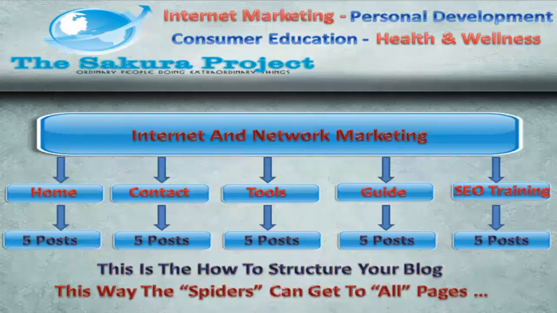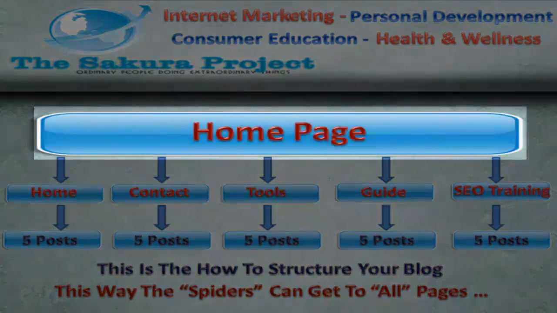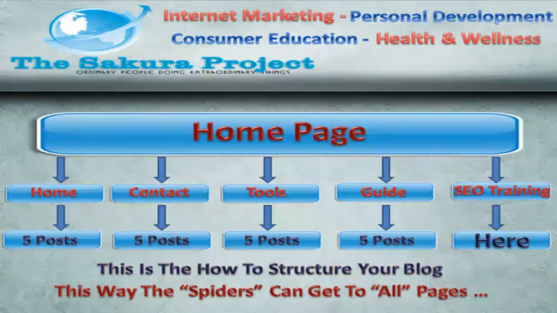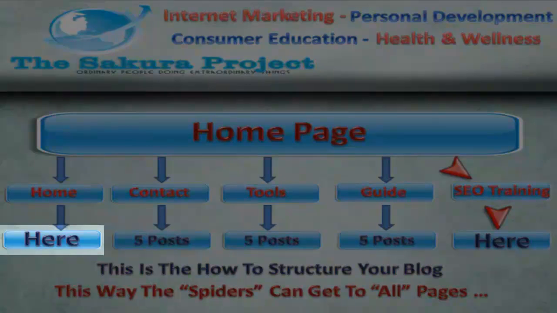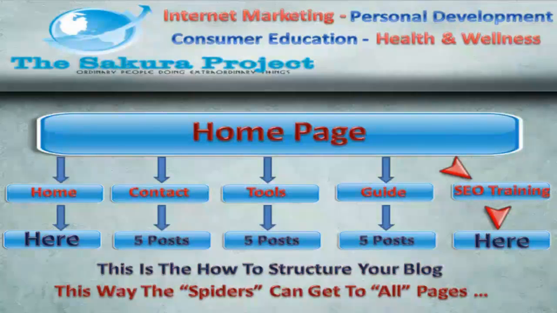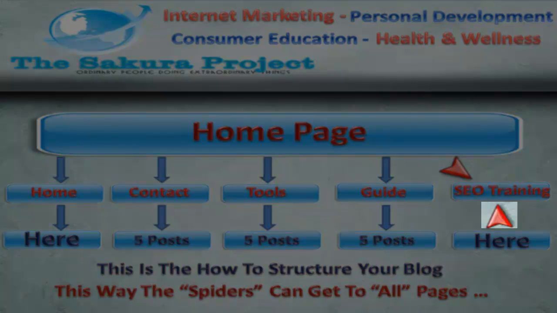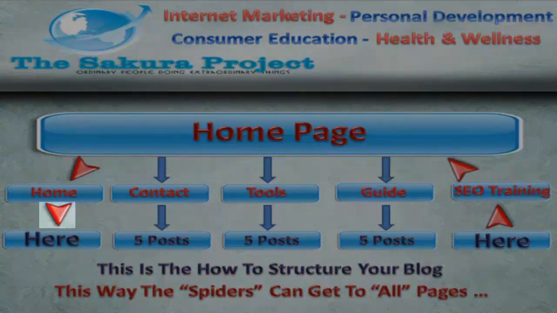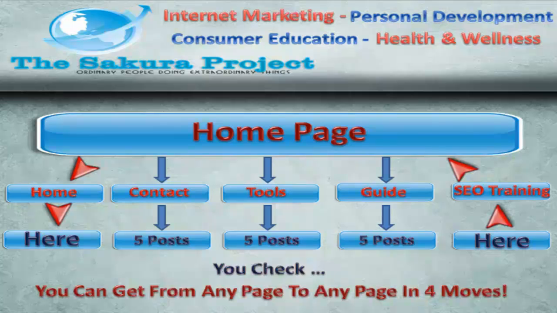This way the spiders can get to all of your pages within 4 moves. This is your home page. To get from your home page to here, we've got 2 moves: move number 1, and move number 2. Now to get from here all the way over to here, we can do this in 4 moves. Move number 1, move number 2, move number 3, and move number 4. You check. You can get from any page to any page in 4 moves.